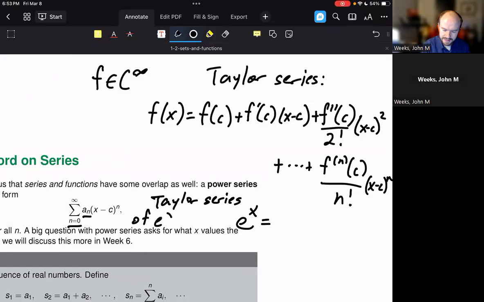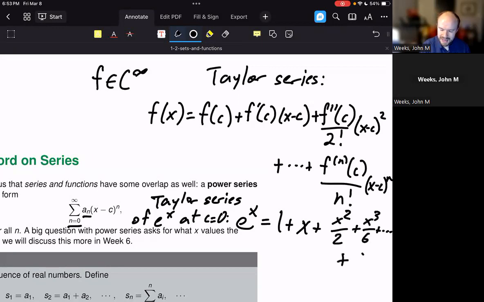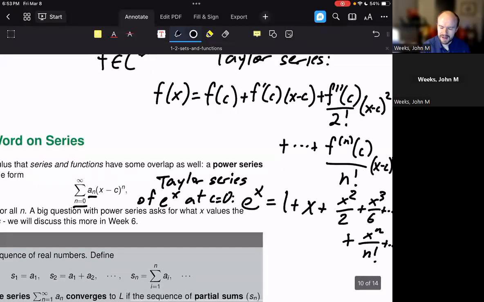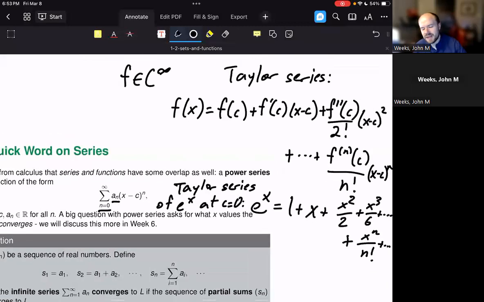of e to the x at c equals 0. What we end up getting is that e to the x is equal to 1 plus, well, every derivative of this is going to give me e to the x, and plugging in c equals 0 for any of this e to the x business is going to give me 1. So this is going to give me 1 times x minus 0, which is just x, plus x squared over 2, plus x cubed over 6, plus dot, dot, dot, plus x to the n over n factorial, plus dot, dot, dot. So this is the Taylor series of e to the x at c equals 0.